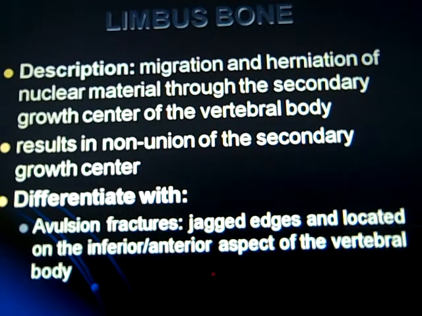Limbus is a migration and herniation of the nuclear material through a secondary growth center of the vertebral body. What happens then is that secondary growth center never adds on to the rest of the body.